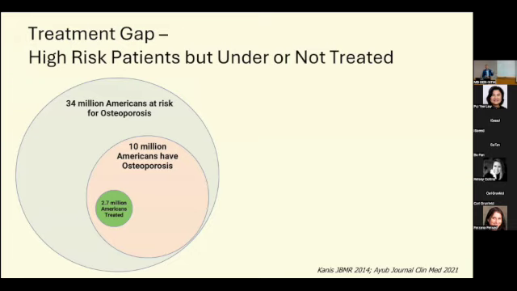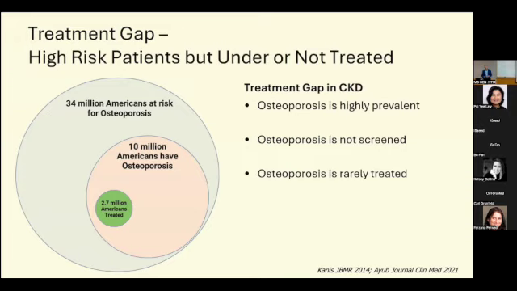But I can tell you that this treatment gap failure that we have for osteoporosis is actually a success when it comes to a comparison with CKD patients. So if you think about the osteoporosis world, you have 34 million Americans at risk, 10 million Americans with a diagnosis, 2.7 million Americans treated. That sounds awful, but I can tell you it's better than what happens in CKD, where we have a disease that's highly co-prevalent with CKD. It's not screened, and when it is screened and detected, we don't even bother to treat it. And this, to me, truly is a failure of healthcare delivery.